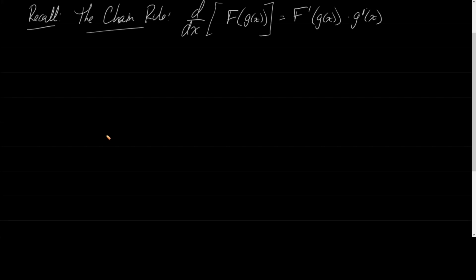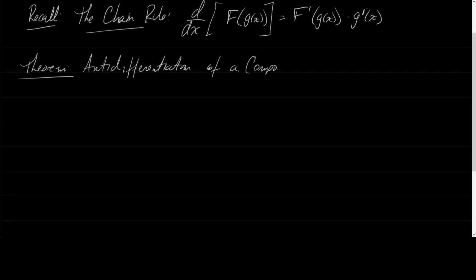So, theorem. Because here the U substitution is essentially the chain rule going backwards for integrals, all right, so that we can find integrals. So, anti-differentiation of a composite function. All right, and that's essentially, again, just known as U sub.